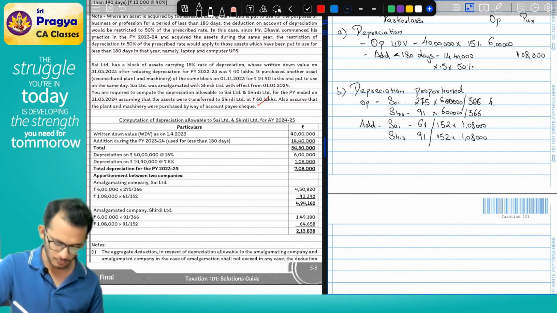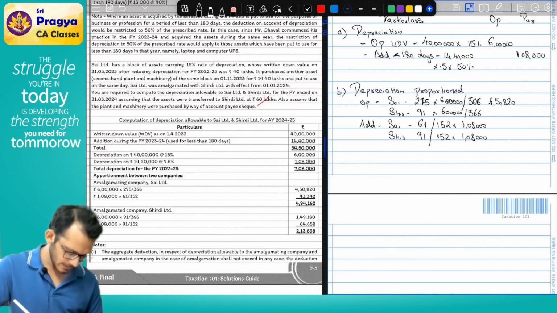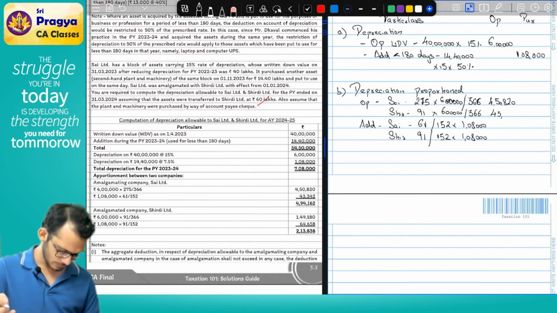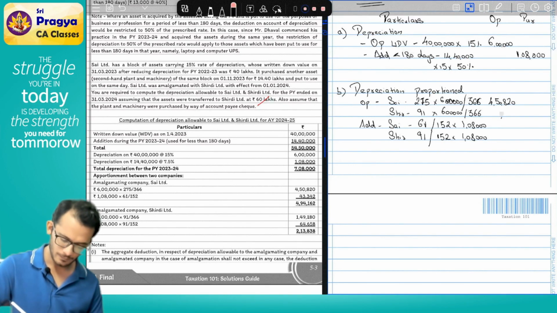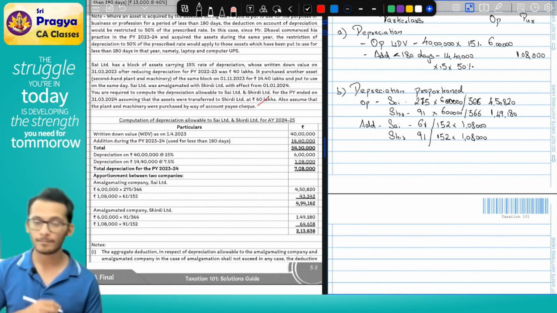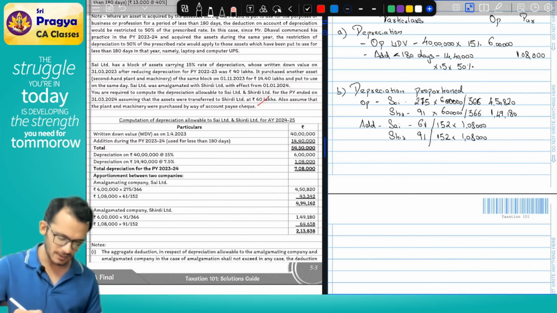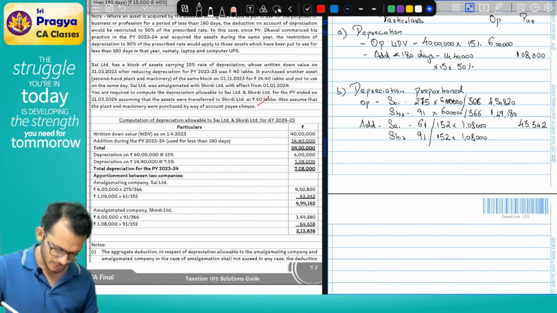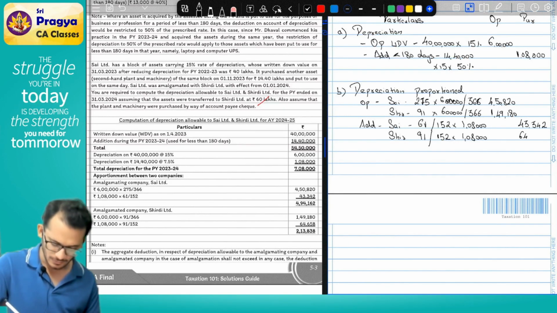So for the opening WDV, Sai will get 4,50,820 and Shirdi will get 1,49,180. For the additions part, Sai will get 43,342 and Shirdi will get 64,650.